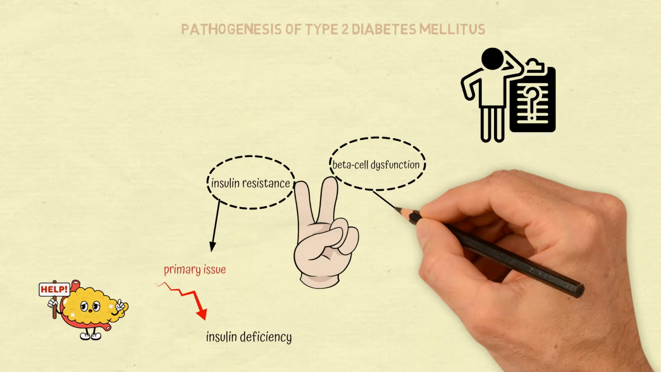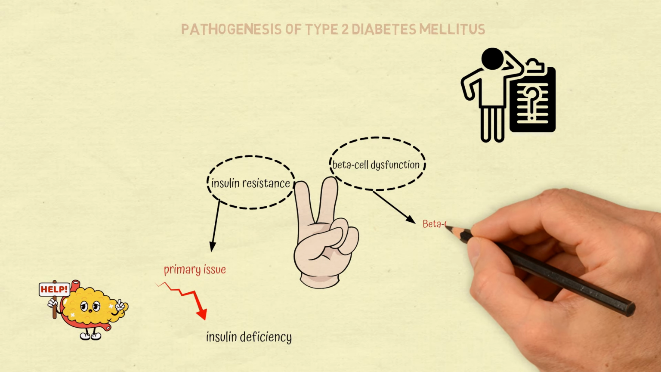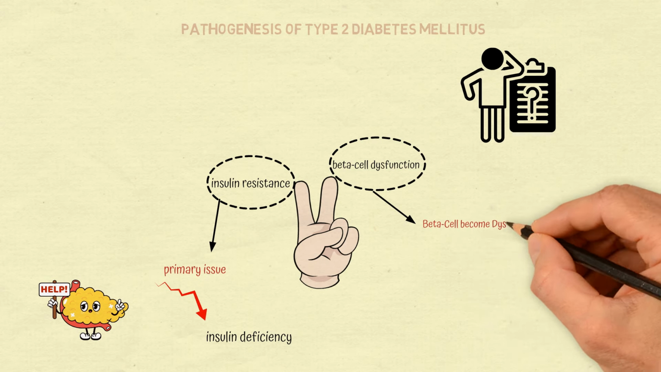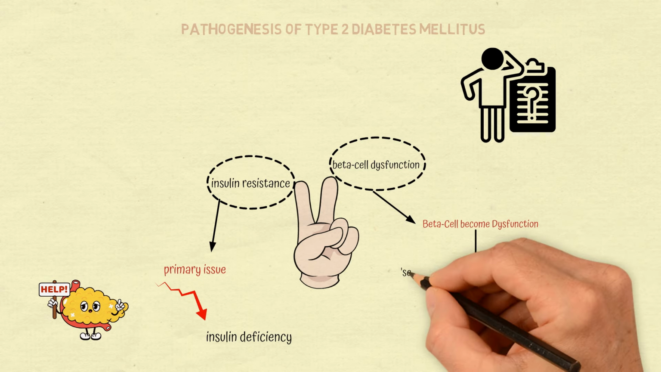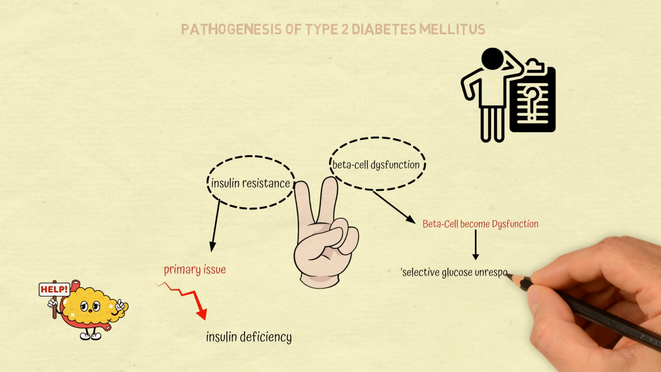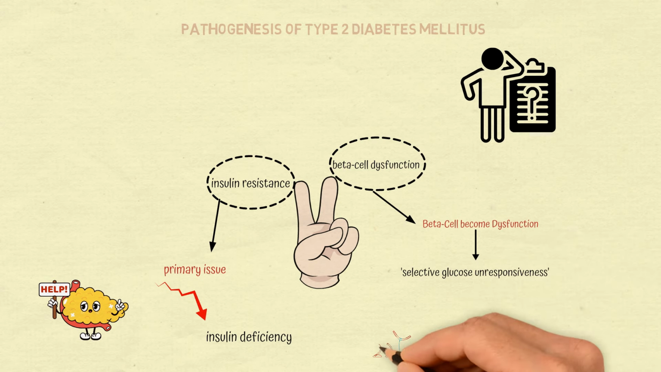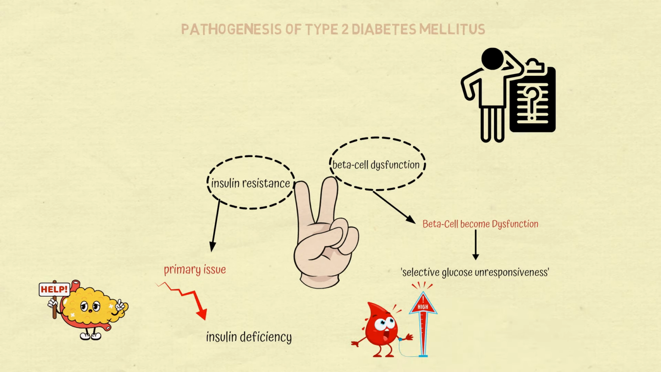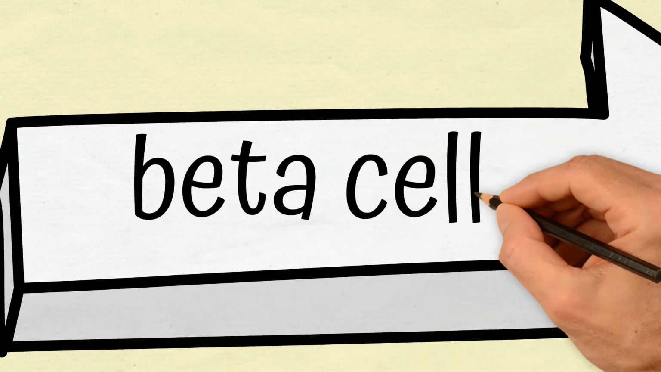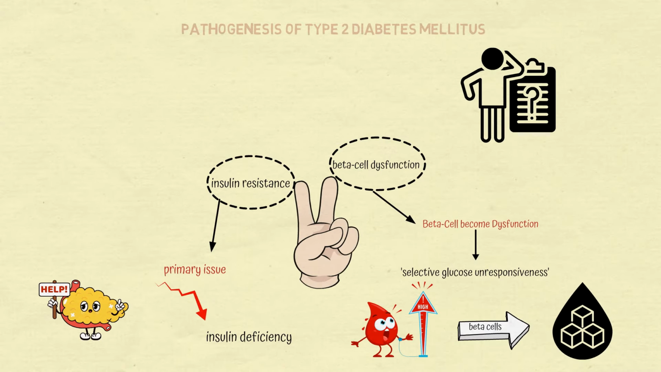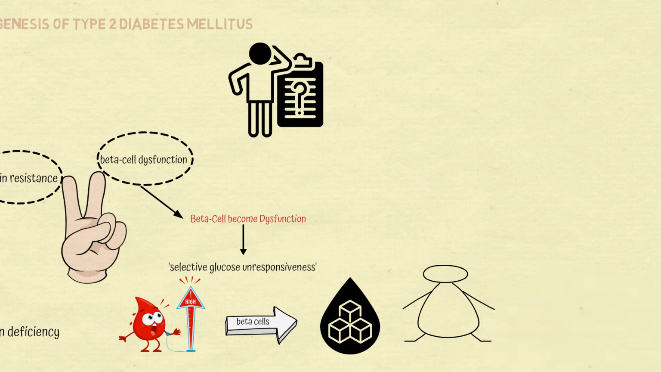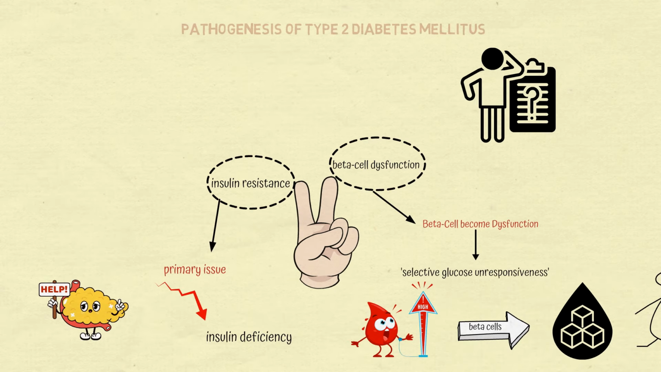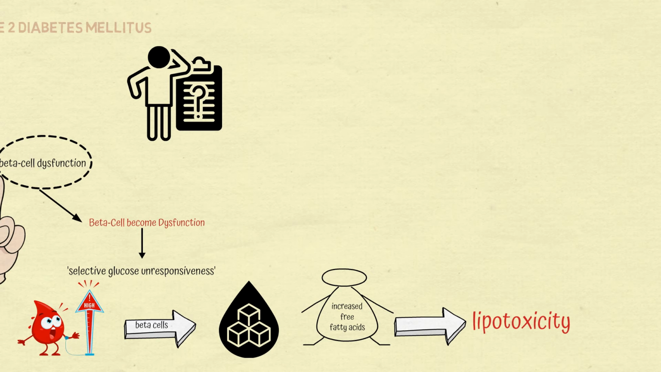As insulin resistance increases, beta cells in the pancreas are pushed to their limits. Over time, this demand causes them to wear out and malfunction. They eventually lose their ability to respond to glucose levels, a condition known as selective glucose unresponsiveness. High blood sugar, or hyperglycemia, further impairs beta cell function in a phenomenon known as glucotoxicity. Fortunately, lowering blood sugar can reverse some of this damage. But there's more. Increased free fatty acids in the blood also play a role, contributing to beta cell failure in a process known as lipotoxicity.